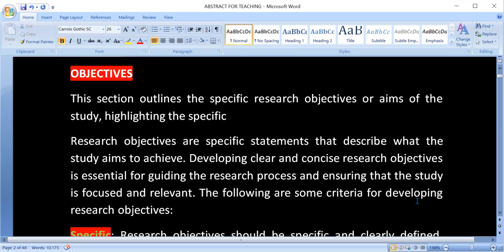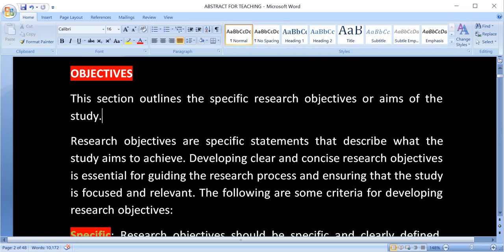This section outlines the specific research objectives or aims of the study. Sorry, this needs to be removed, please. So let's take it again. This section outlines the specific research objectives or aims of the study.